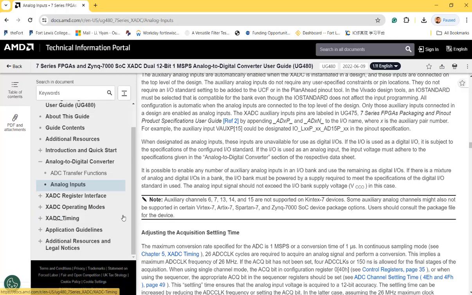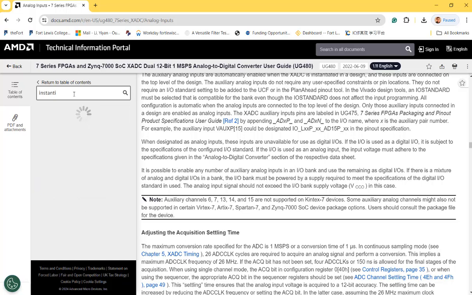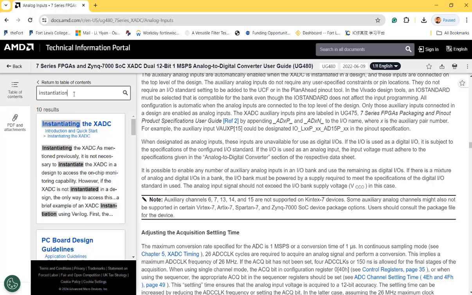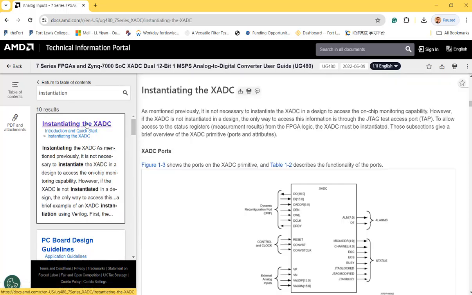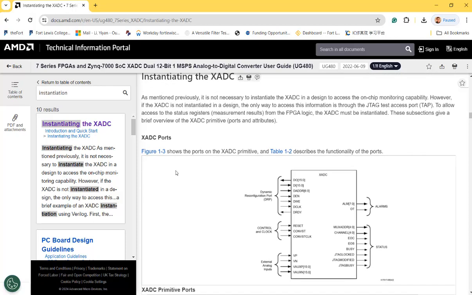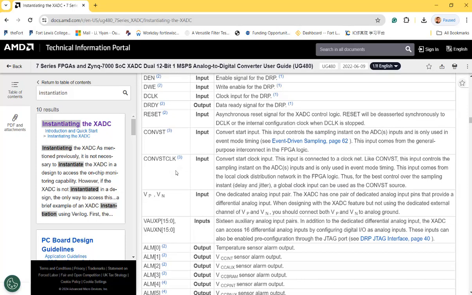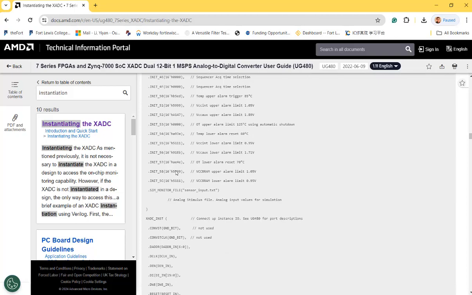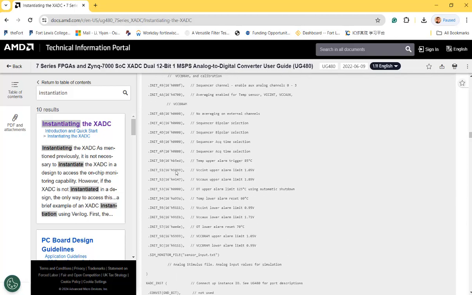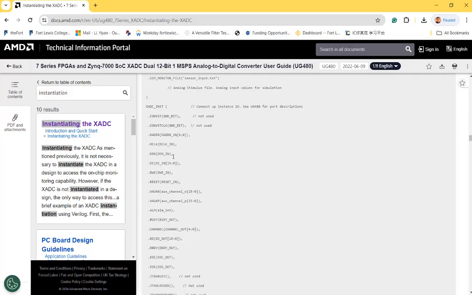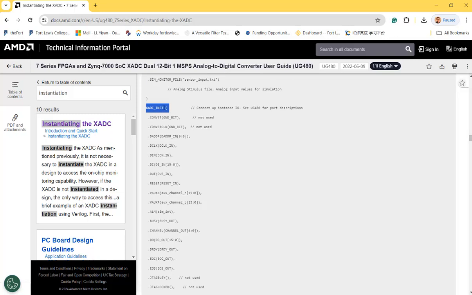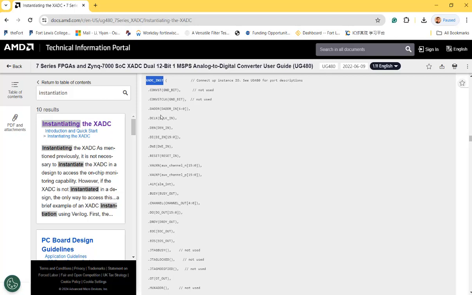So for example, I'm going to do a really quick search. Instantiation, for example. How to instantiate that ADC module in your top module. And they provide an example here, the ADC instance. And these are all the pins of the ADC.